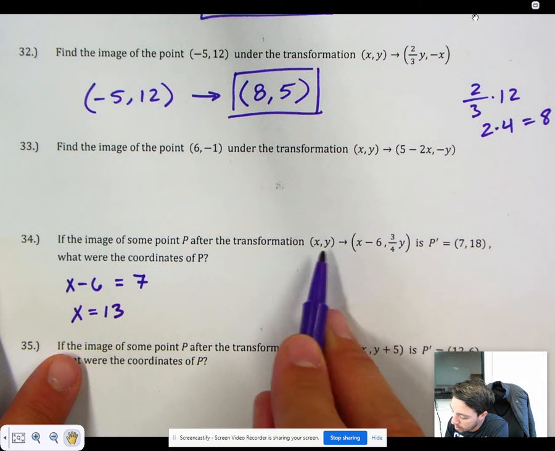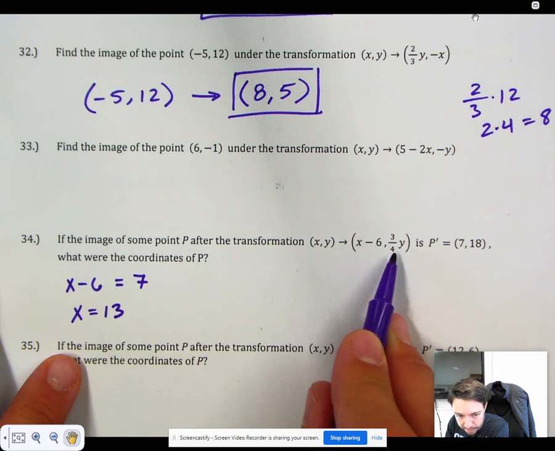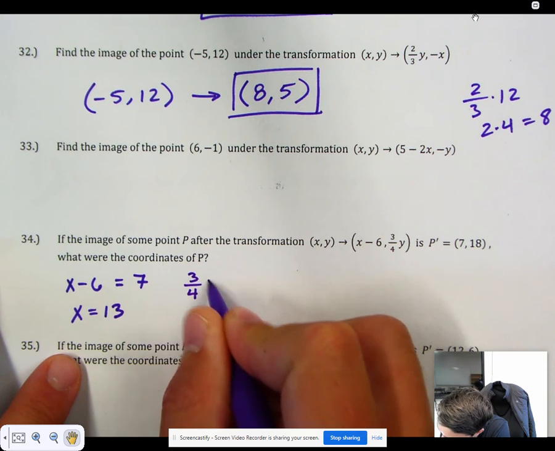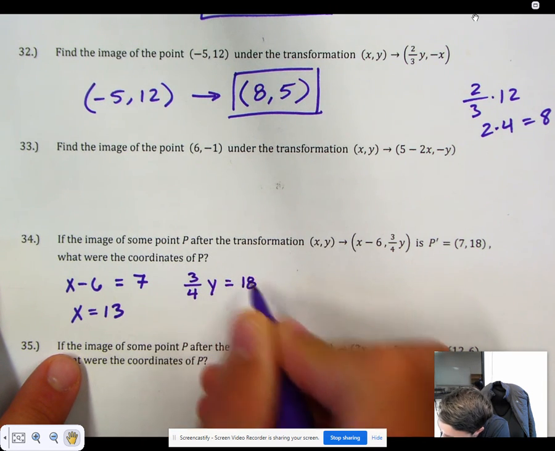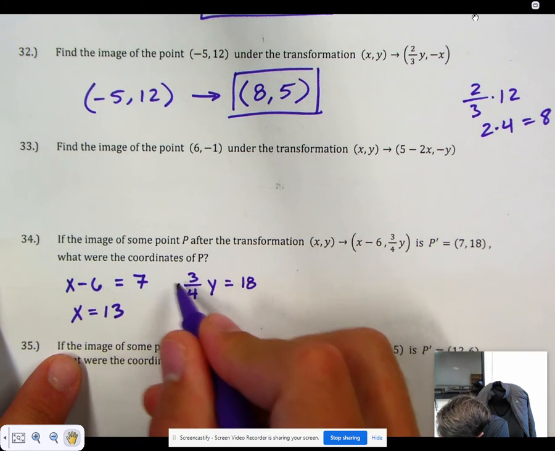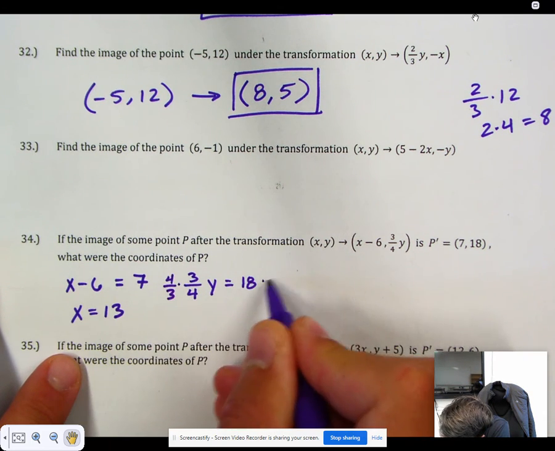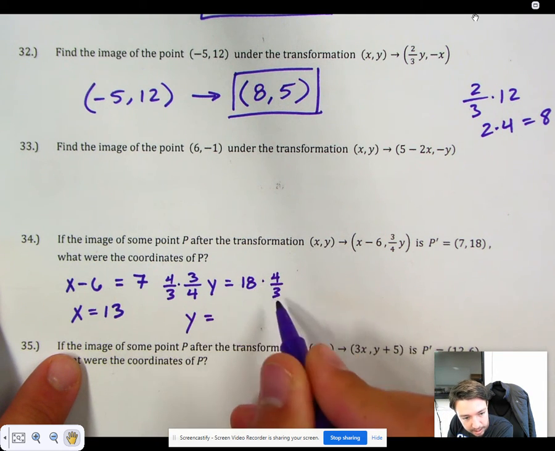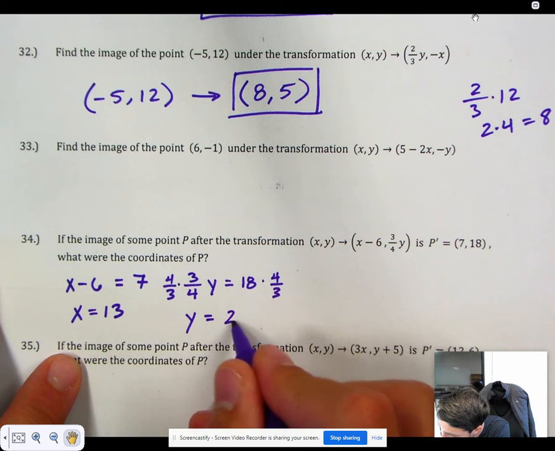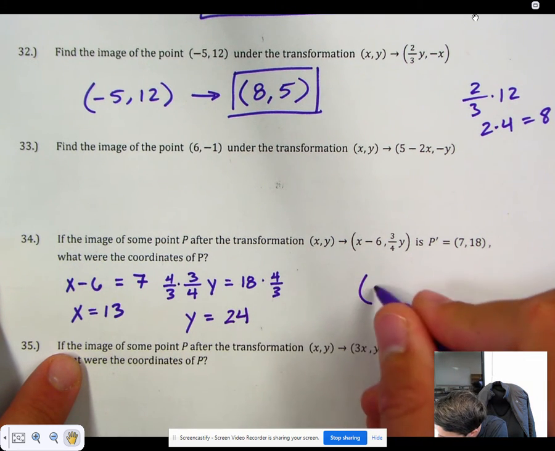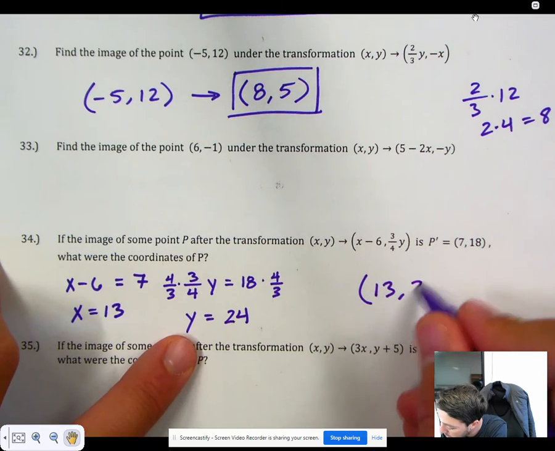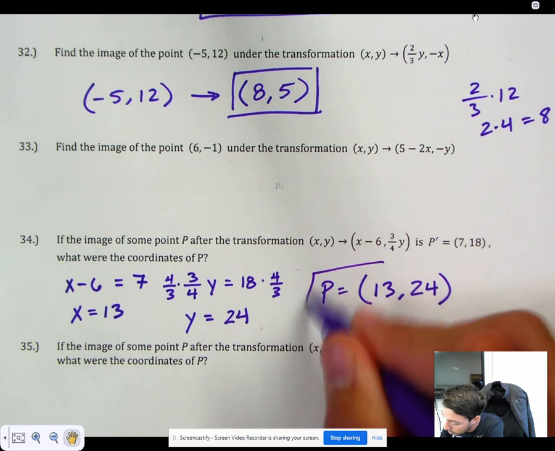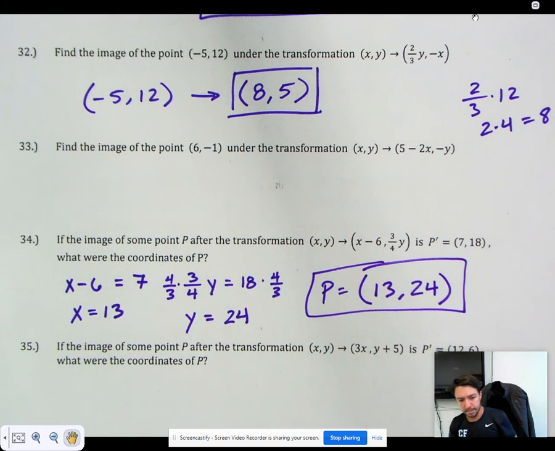Same thing here. Original y value gets multiplied by 3/4 and gets you 18. So now 3/4 times what would make 18? Now to solve that, you multiply both sides by the reciprocal, 4/3. 3 goes into 18 6 times. 6 times 4 is 24. So for this one, it turns out the answer is the x value is 13 and the y value was 24. So that's our answer. That was our original point P. Okay? So there you go.